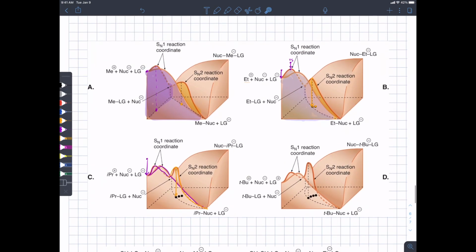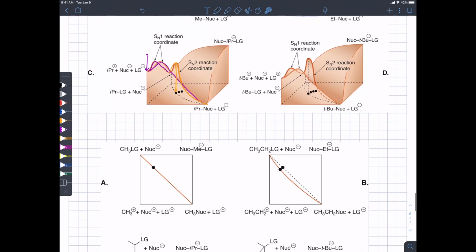All right, so sometimes it's difficult to draw these three-dimensional potential energy surfaces, and so what instead we do is we take a bird's eye or floating sky-eye view of the potential energy surface, looking down from above, and then we can plot. This axis is the reaction coordinate where leaving group leaves. This axis is the reaction coordinate where nucleophile comes in. The SN2 pathway is shown in orange, whereas the SN1 pathway is shown in purple.